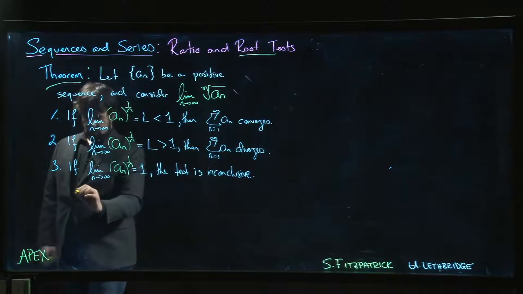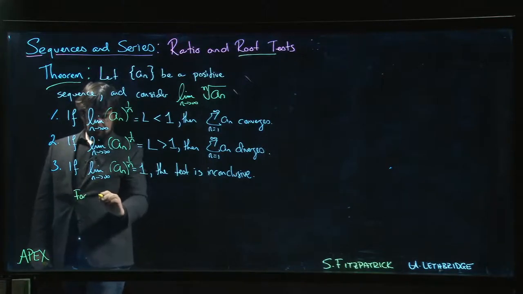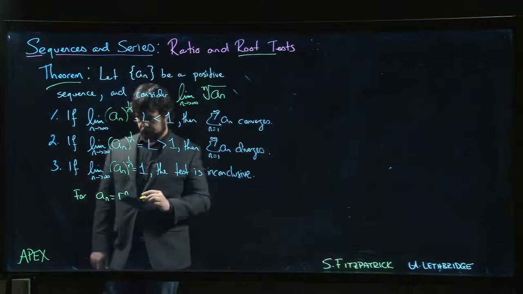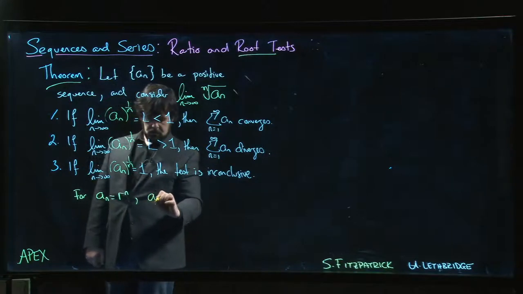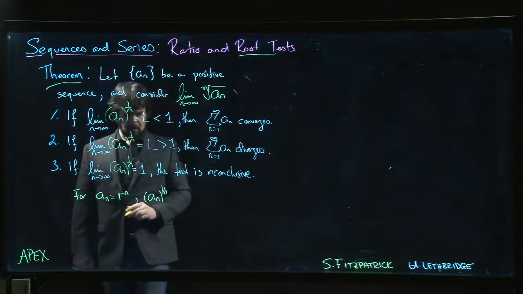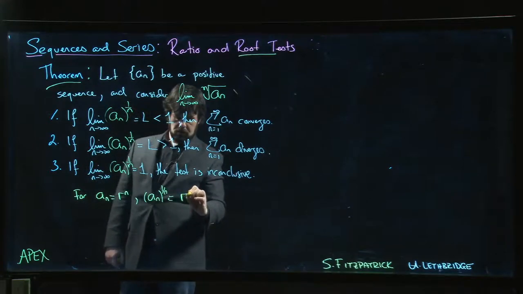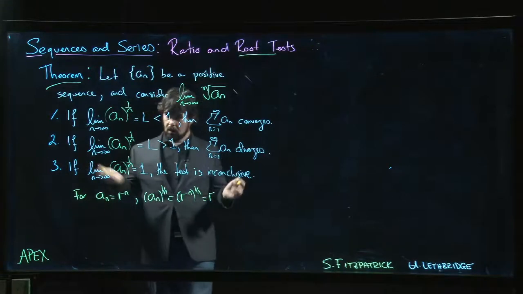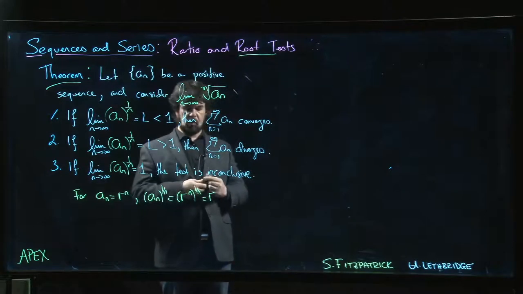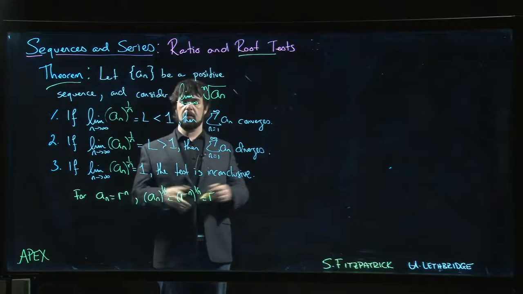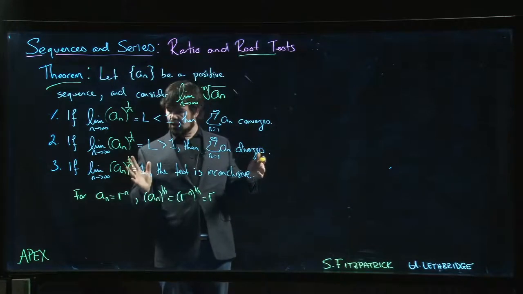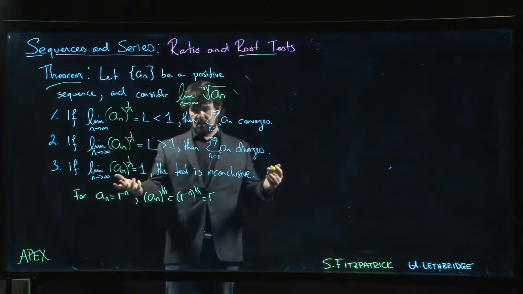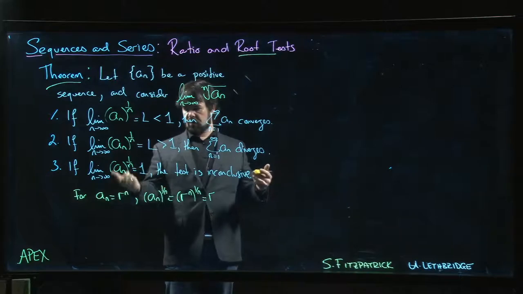Notice that if a_n is r to the n, well then, a_n to the 1 over n is r to the n to the 1 over n, which is just r, right? And we know that a geometric series is going to converge for r less than 1, it's going to diverge for r bigger than 1. Of course, if it's a geometric series on the nose, we also know it diverges for r equal to 1, but it's not exactly a geometric series here, so we can't really say anything if this limit is equal to 1, right?